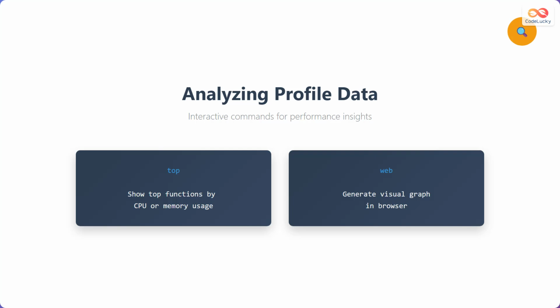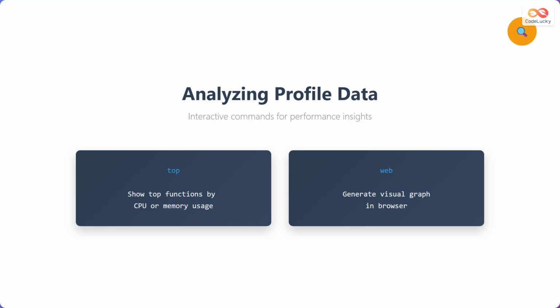When you're inside the pprof interactive interface, you have access to powerful commands for analyzing your profile data. The top command is one of the most useful. It shows you the top functions by CPU usage or memory consumption, depending on the type of profile you're analyzing. This gives you an immediate overview of where your application is spending most of its resources.